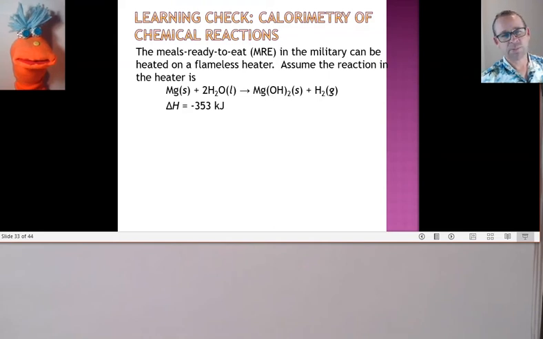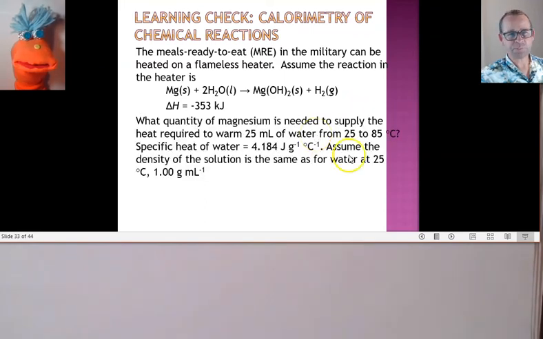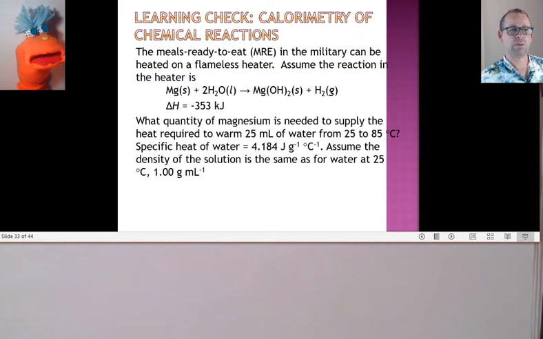And it releases energy, 353 kilojoules of heat energy released. So if that's the heat that's occurring, and we want to warm a cup, let's just say 25 mL of cold cider, but we want to heat it up to 85 degrees Celsius. And if we use the specific heat of water, because it's pretty much 100% water, and we assume that the density of the solution is the same, that's nice because that's essentially saying our 25 milliliters can be what? I don't know.